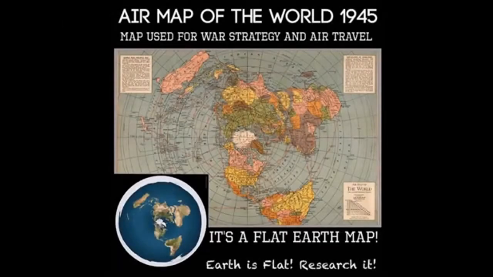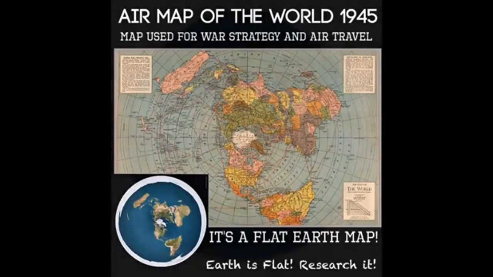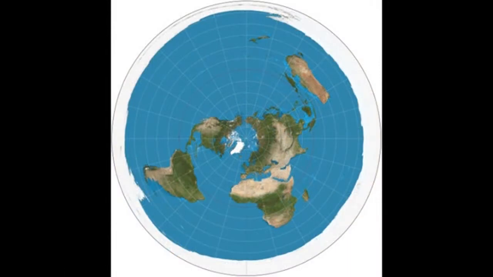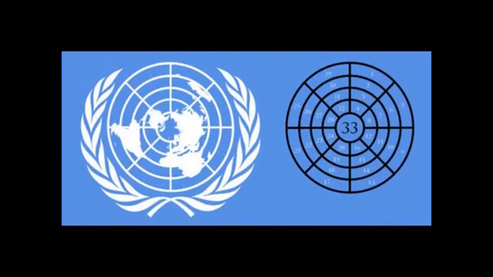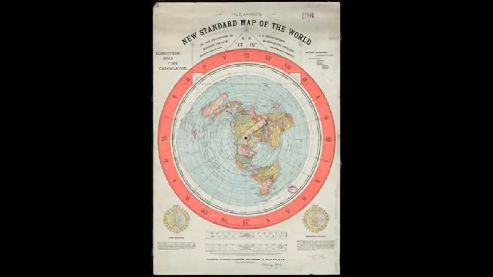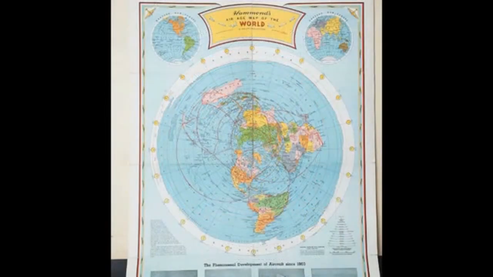The azimuthal equidistant projection map that the USGS actually uses is the Flat Earth map. The UN logo is another example of it. The UN logo is actually a flat Earth map, divided into 33 Masonic sections, by the way. But you can just type in Flat Earth map on Google. It's a disc shape. The North Pole is in the center. All the continents go out from there.